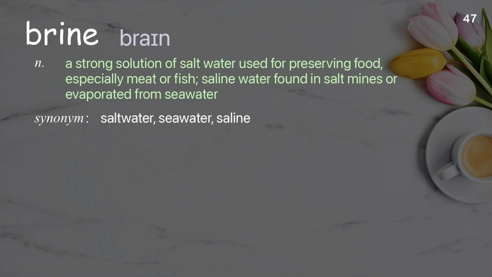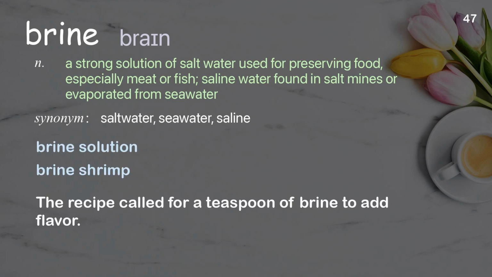Brine: A strong solution of salt water used for preserving food, especially meat or fish, saline water found in salt mines or evaporated from seawater. Examples: Brine solution. Brine shrimp. The recipe called for a teaspoon of brine to add flavor.